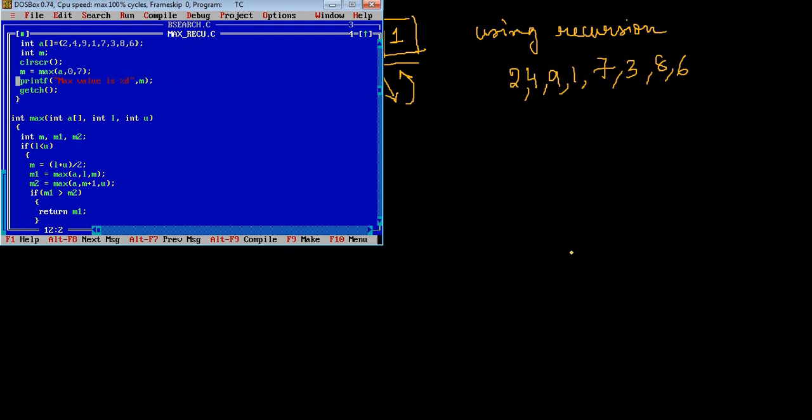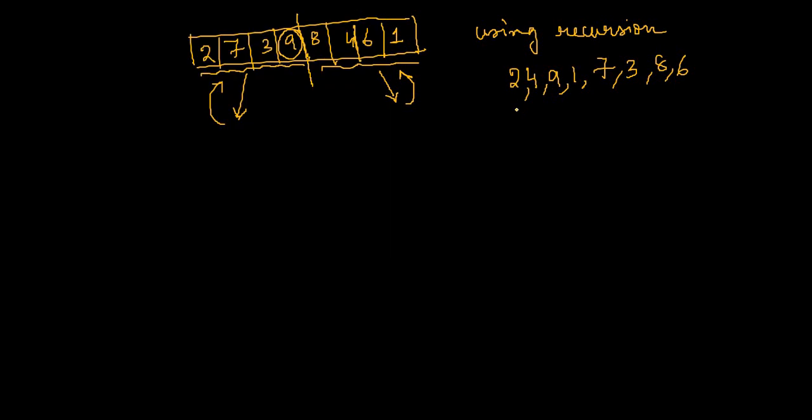Right. So that is not a problem. Okay, let's analyze it. 24917386. So what happened? Let's see. So this is your initial L. This is your U. So that means you have a max function A with 0, 7.